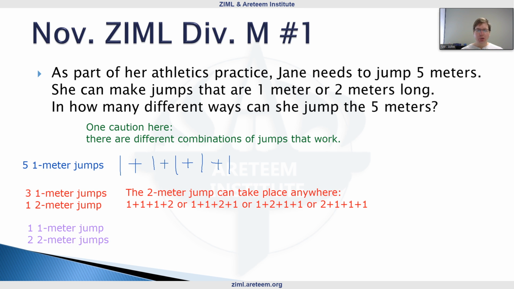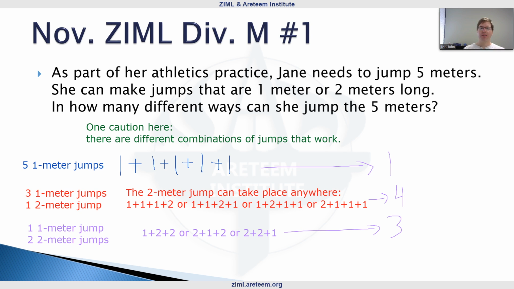Are there some tricks for how you count these? Sure. If we have the 3 jumps, we know the 1 meter jump is the first jump, the second jump, or the third jump. So we have different tricks for counting these. But regardless, it's pretty easy to see the number of cases: 1 way, 4 ways, 3 ways.